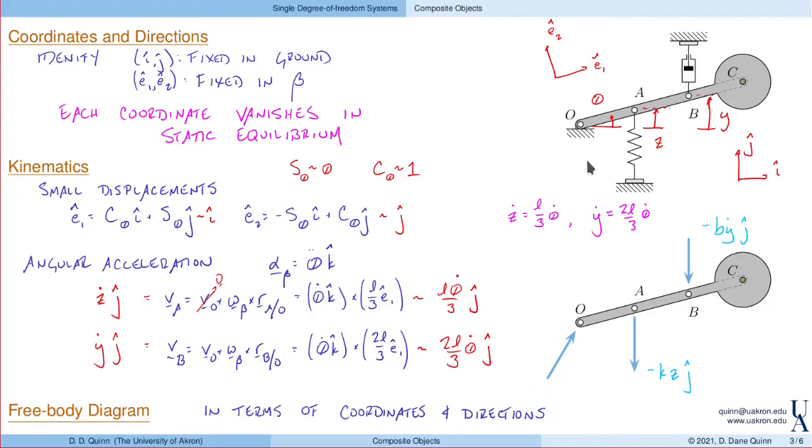Finally, we have the reaction force acting at O. I don't know anything at all about that, right? So I'll just say it's Rx in the I direction and Ry in the J direction. So I'm just identifying the components in the I and J direction specifically. I'd like to remind you here that because we're measuring from static equilibrium, we don't have to include gravity in the response of this system.